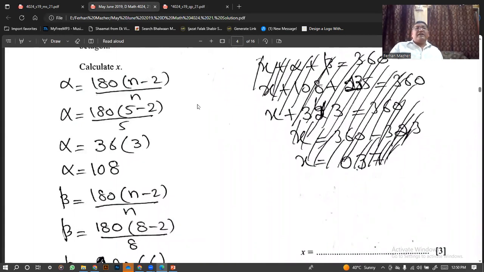The formula is 180(n minus 2) divided by n. Here in place of n, because it's a pentagon, I will replace it with 5. So 180 into (5 minus 2), the whole thing divided by 5. So that will be 36 into 5, and that is 108. So the alpha will be 108, the internal angle of the pentagon.